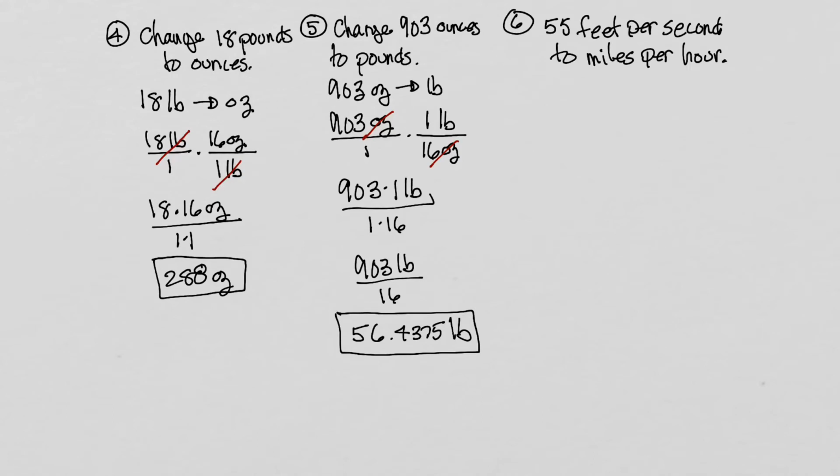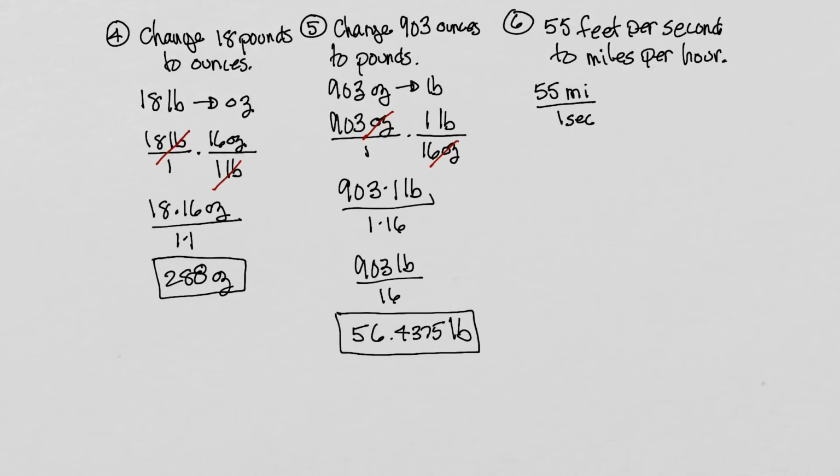In this next problem, number 6, what we're going to do is we're going to change 55 feet per second. So suppose we're traveling along at 55 feet every second. How many miles an hour is that? So what we're going to do here is change 55, I'm going to write it like this, miles per 1 second. I'll use SEC for second. You may just want to use S.